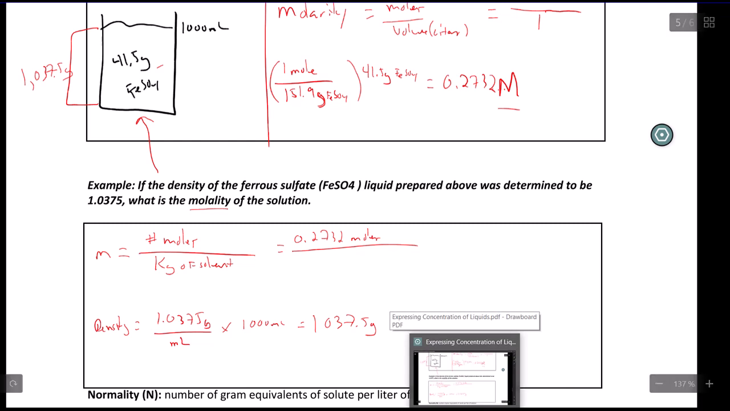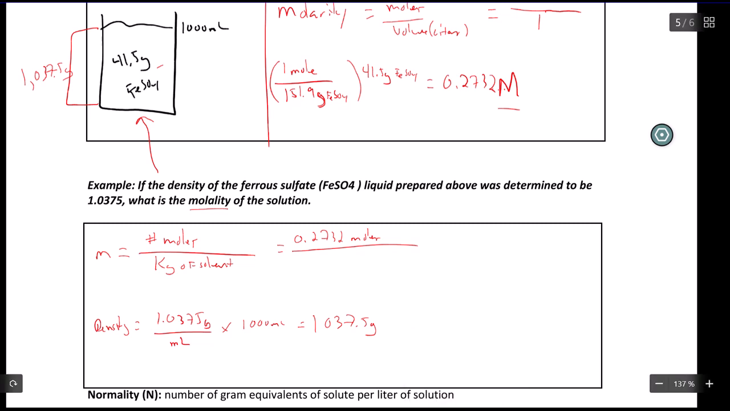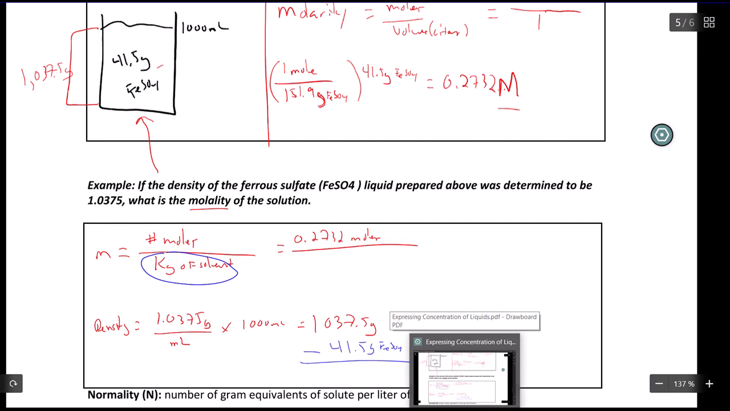Well, I know how much it weighs. That's good. But I'm still looking for kilograms of solvent. That's what I'm trying to solve here. How do I get that number? Well, the total volume here weighs 1,037.5 grams. I know that I put 41.5 grams of ferrous sulfate in there. So if I take this 1,037.5 and subtract the 41.5 grams, which was the ferrous sulfate, what else is left in this? There's nothing else. It's just the ferrous sulfate and the liquid. That's all that was mixed in there.